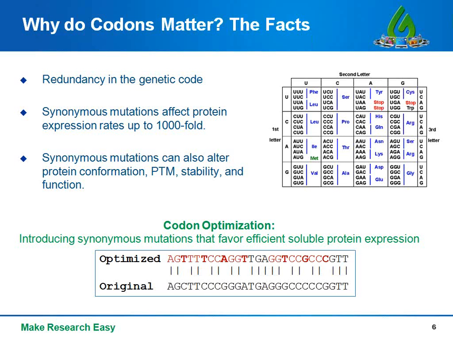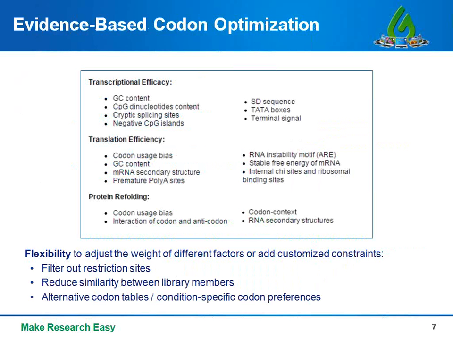In fact, synonymous mutations can also alter protein conformation, post-translational modifications, protein stability, and consequently protein function, and thus the cell's behavior and survival. So when we design a DNA construct from which we will express a protein, we can choose to introduce synonymous mutations that will favor efficient, soluble, functional protein expression. That's our definition of codon optimization.